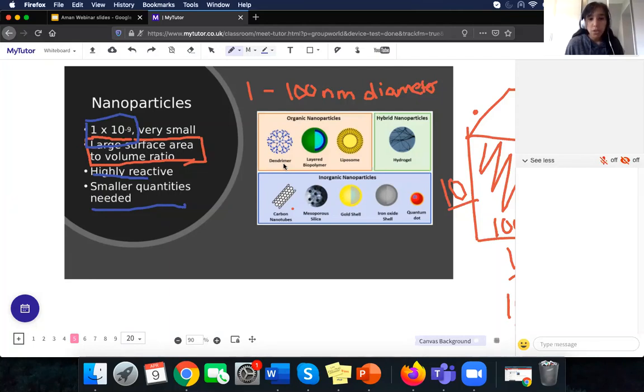Someone is saying, wouldn't 10 to the minus 9 correlate to the number of meters in nanometers instead of the numbers in centimeters? Yes, sorry, I said that the wrong way around.